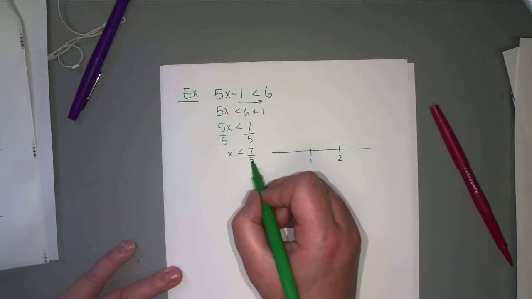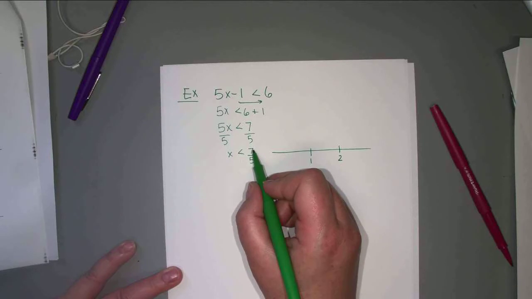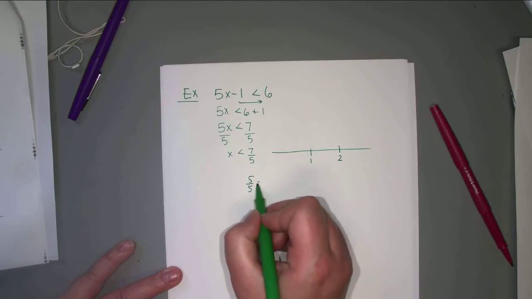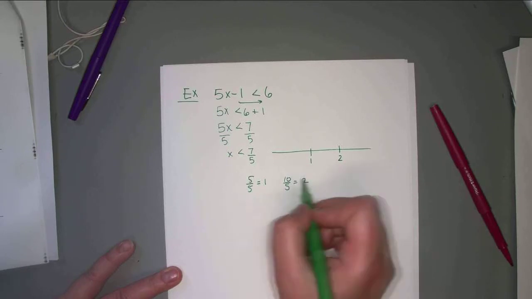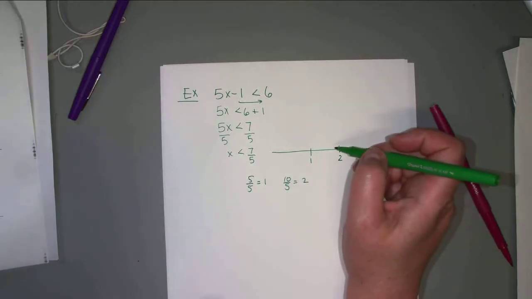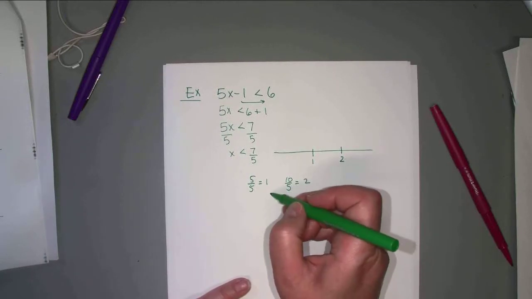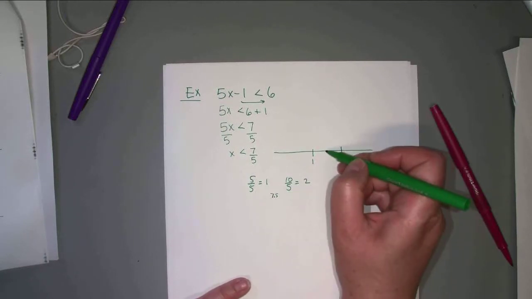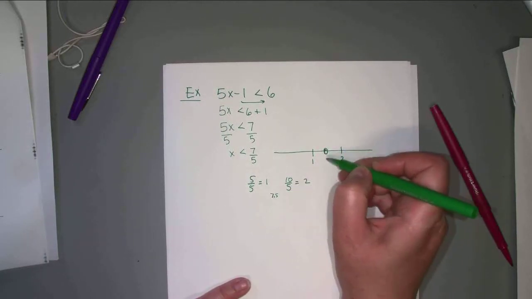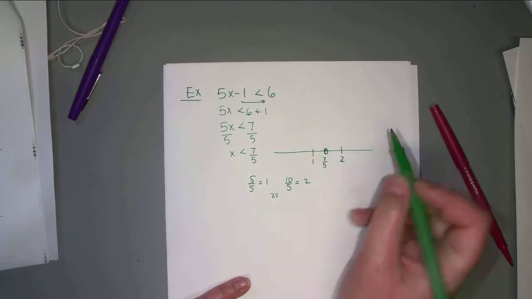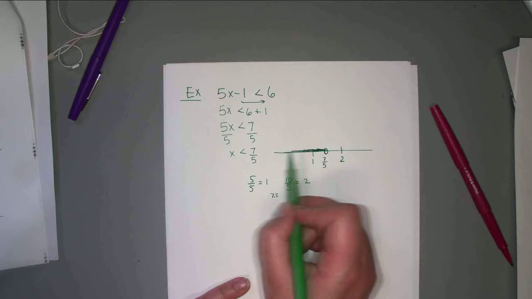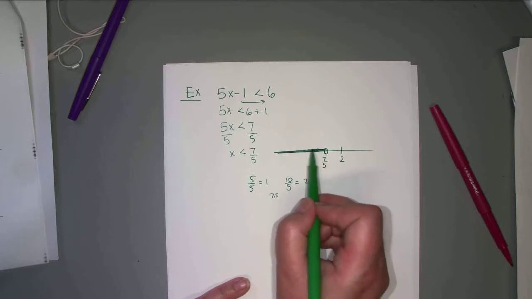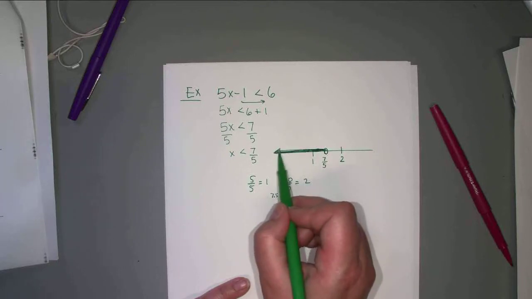So this, if there were a 10 on top, that would be 2, and a 5 on top, 5 over 5 is equal to 1, and 10 over 5 is equal to 2, and that's in between them. So it's somewhere in between, right in the middle of 5 and 10 would be 7.5, so it's a little less than half. And we're saying less than, so we're going to go in this direction. There we go.